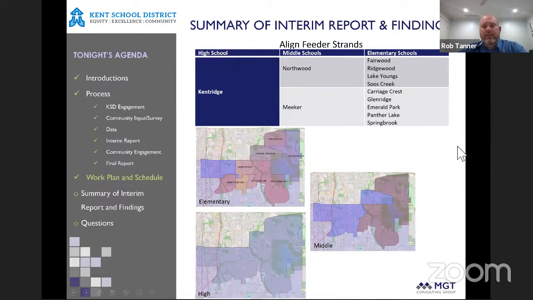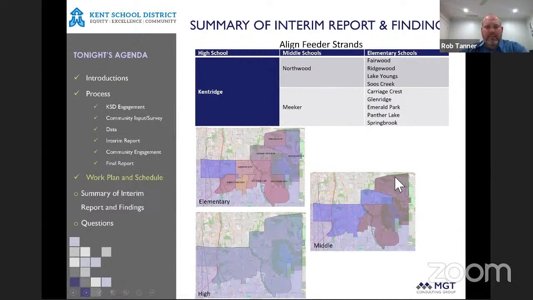So what we tried to do, and I felt like this was important, was we tried not to move the elementary boundaries to align feeder strands. What I mean by that is, yes, we have moved elementary boundaries to address capacity for the new elementary school, or to just adjust enrollment in some schools, but we didn't move them to align the feeder strands. We moved the middle school boundaries to fit whole elementary boundaries, and then the high schools, we moved their boundaries to fit entire middle school boundaries.